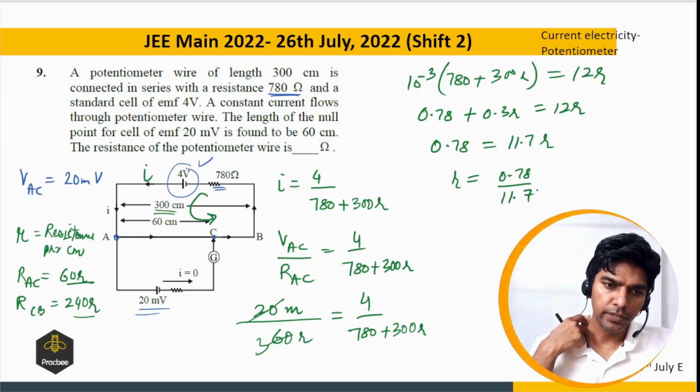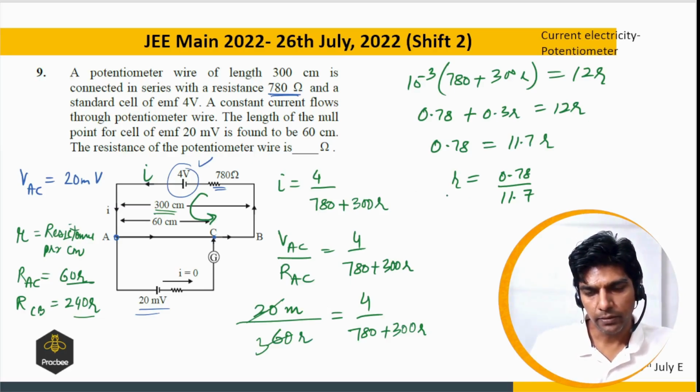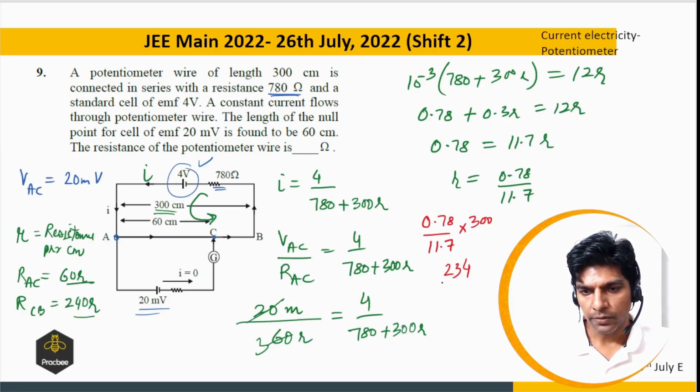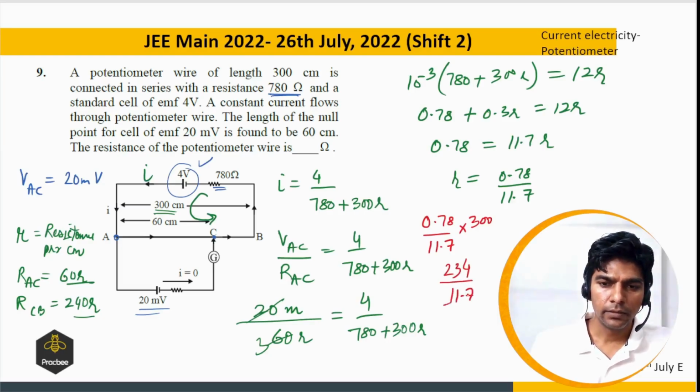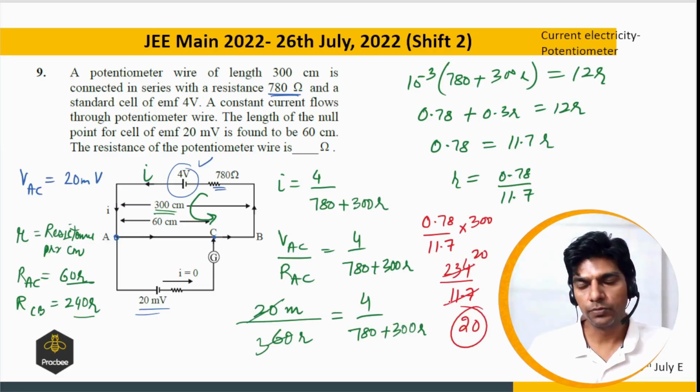Now that is resistance per centimeter, and we want to find the resistance of the potentiometer wire. So if I multiply resistance per centimeter with the length of the wire, we'll get the resistance of the potentiometer wire. So the resistance will be 0.78 upon 11.7 times 300. So this comes out to be 234 divided by 11.7, and it comes out to be 20. So 20 ohms is the resistance of the potentiometer wire. So I hope this question is clear to you.